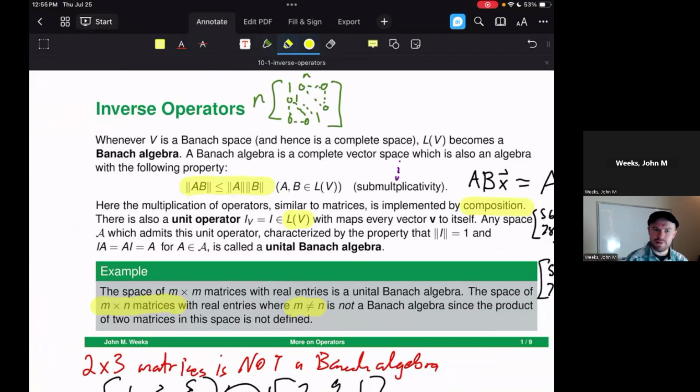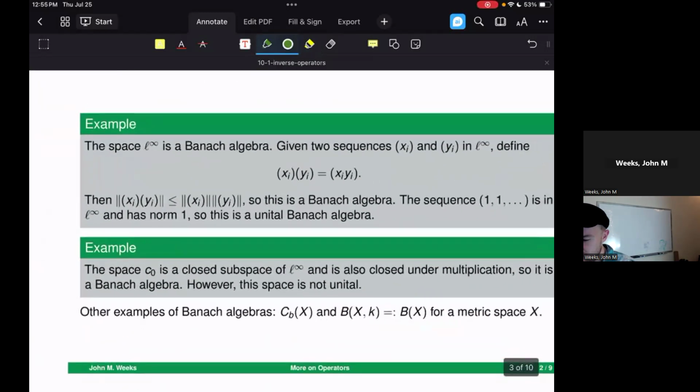So that's an example of a unital Banach algebra then. The space of n by n matrices is a unital Banach algebra because there exists a unit. The property of the unit is that it has a norm equal to 1, and whenever you multiply any other element inside of the Banach algebra by it, you get back the element you started with. So an example of something that is a unital Banach algebra is the space of n by n matrices. But we can apply this sort of process to any sort of space.